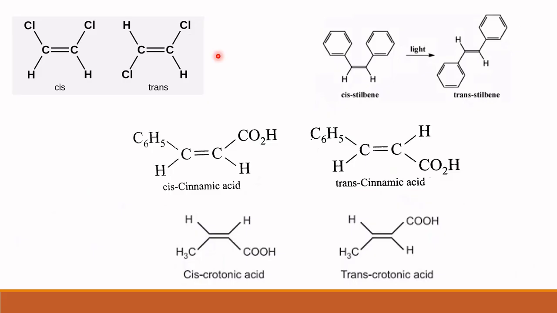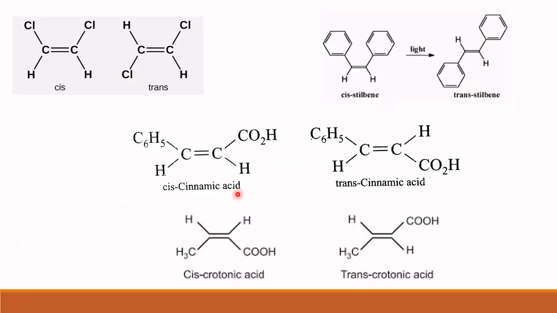These are some other examples of geometrical isomers. First one is 1,2-dichloroethene. It exists as cis and trans isomers. In the cis isomer, the two chlorine groups are on the same side, whereas in the trans isomer, the two chlorine groups are on the opposite side. Next example is stilbene, cis-stilbene and trans-stilbene. In cis-stilbene, the two phenyl groups are on the same side, whereas in trans-stilbene, the two phenyl groups are on the opposite side of the double bond.